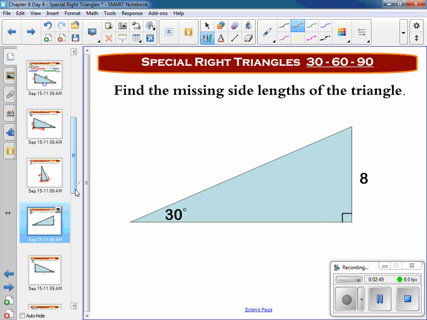Okay, now we're back. So we have our shorter side of our triangle. To get from the shorter side to the longer side, remember we've done that one twice now, we multiply by the square root of 3. So for our longer leg, we get 8 times the square root of 3. To get from our short side to our hypotenuse, it is twice as long, so we're going to multiply by 2, and we get that our hypotenuse is 16.